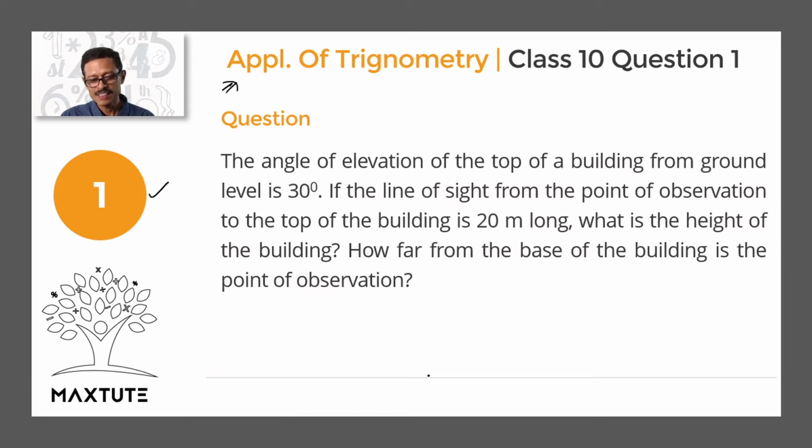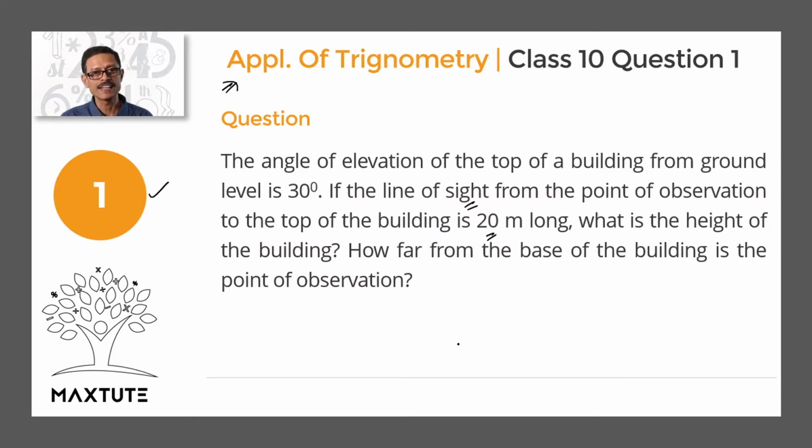Let's get started. The angle of elevation of the top of a building from ground level is 30 degrees. If the line of sight from the point of observation to the top of the building is 20 meters long. What is 20 meters long? The line of sight from the point of observation to the top of the building. That is 20 meters long. We need to compute two things. One, what is the height of the building? And second, how far from the base of the building is the point of observation? Let's start with the first thing, finding out the height of the building.